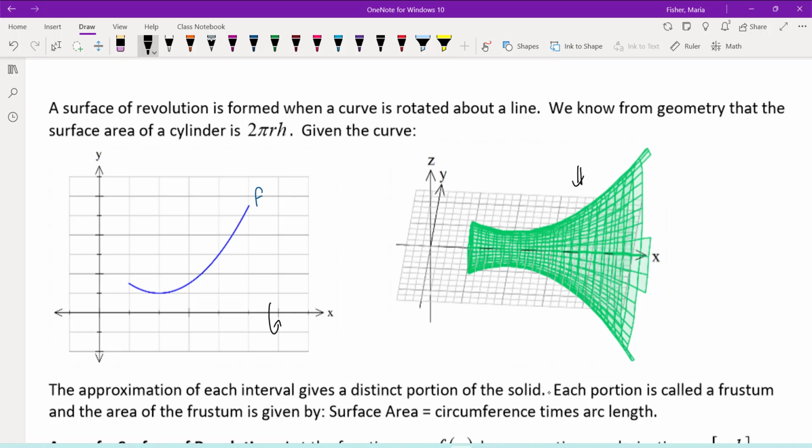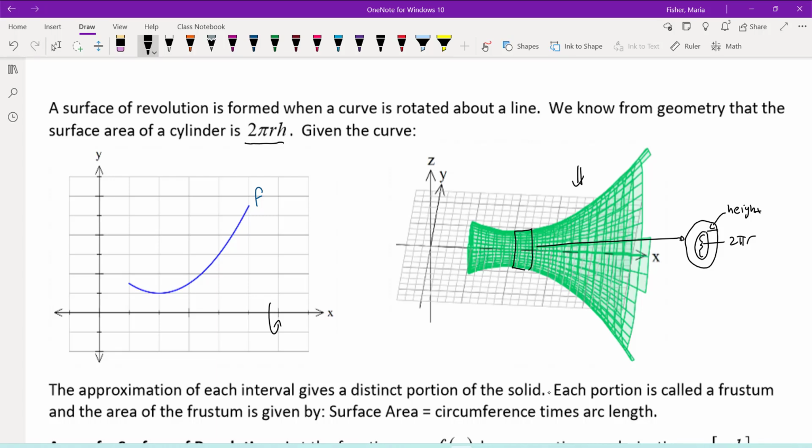Well, we know from geometry that the surface area of a cylinder is 2 pi RH. Looking at our surface of revolution here, if I take just one of these little pieces from inside of here and pull it right out, basically what we have is this cylinder. This portion here is my height, and this side in here is my 2 pi r, or my circumference. The approximation of each one of the intervals gives us a distinct portion of the solid.